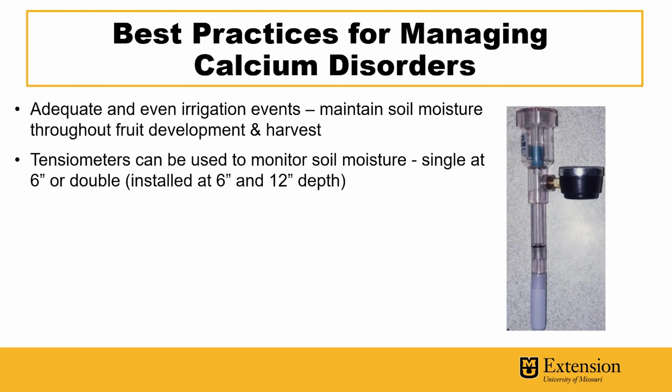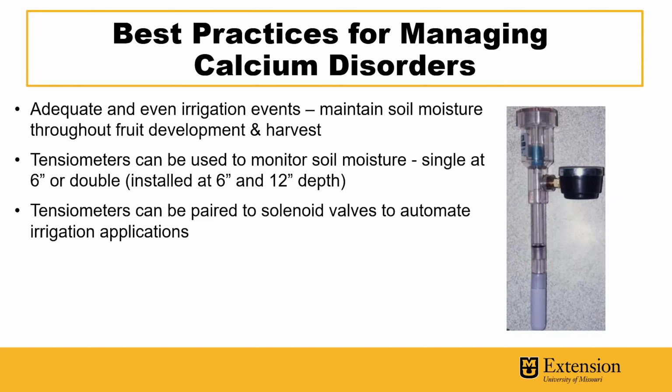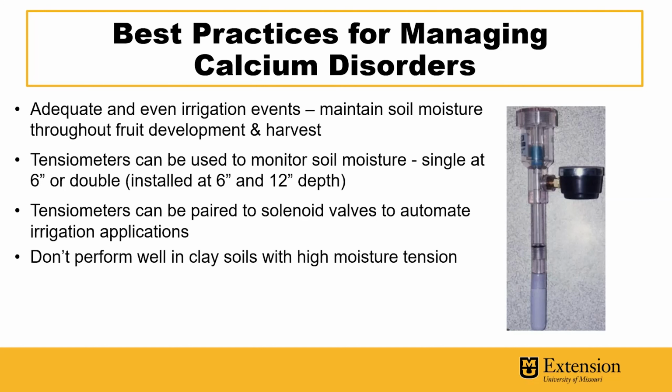One tool that can help ensure this is the use of a tensiometer. A tensiometer, pictured on the right, is basically a vacuum probe capable of measuring soil moisture. These can be installed at a single 6-inch depth, or you can use a double system of a 6 and 12-inch depth to monitor soil moisture both at the upper and lower reaches of the root zone. Tensiometers can also help automate an irrigation system as they can be paired to solenoid valves.